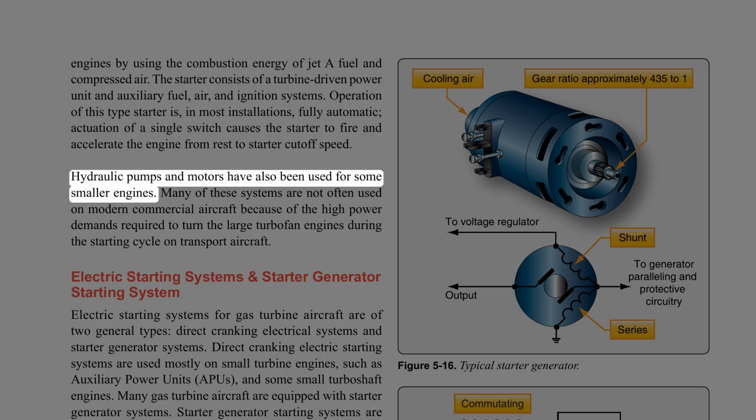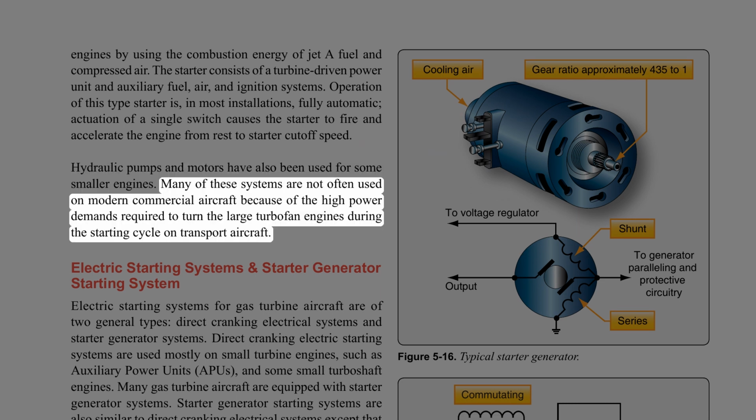Hydraulic pumps and motors have also been used for some smaller engines. Many of these systems are not often used on modern commercial aircraft because of the high power demands required to turn the large turbofan engines during the starting cycle on transport aircraft.